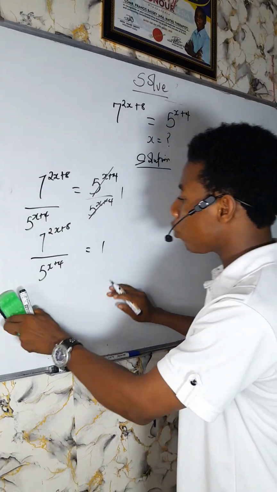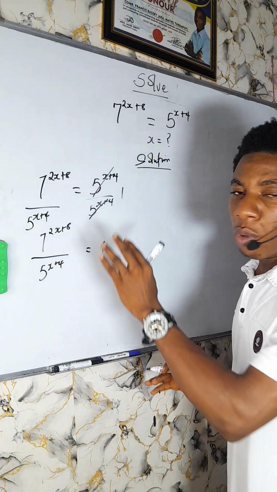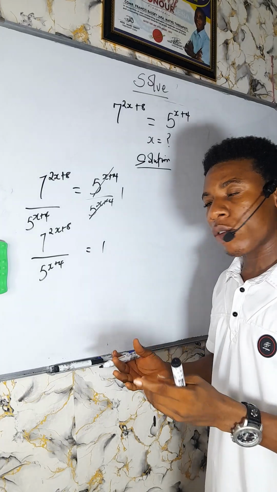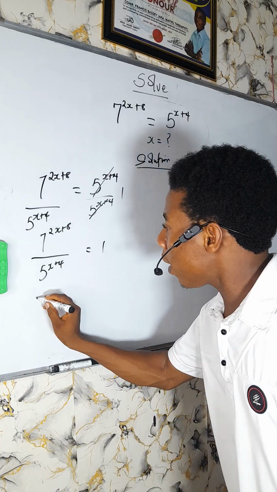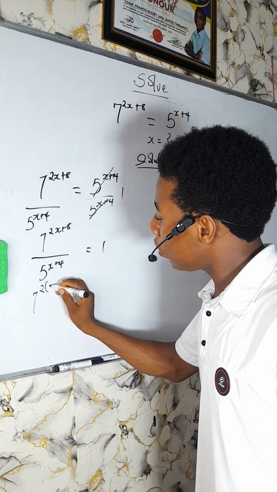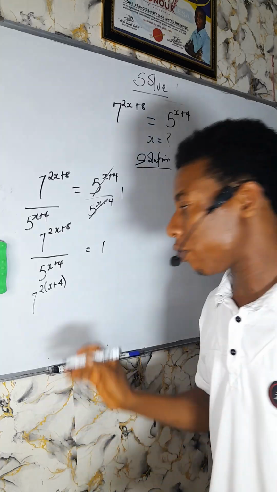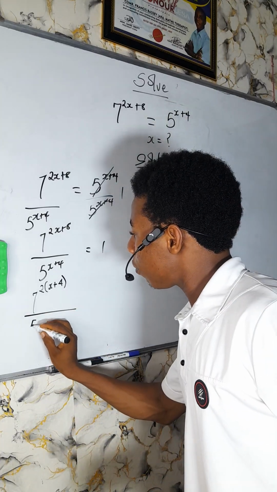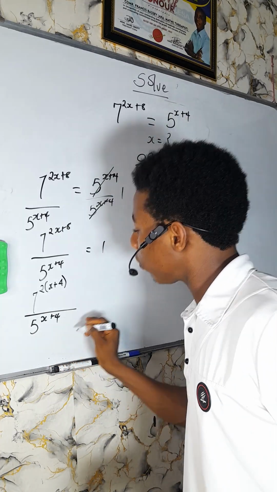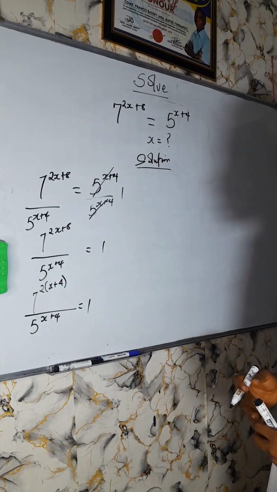1. Now, if you look at the left hand side, from the numerator we can factor out something from the power. We now have 7 raised to the power of 2 into x plus 4, since 2 goes into 8 four times. Have you seen the factorization there? Over 5 raised to the power of x plus 4 equals 1.